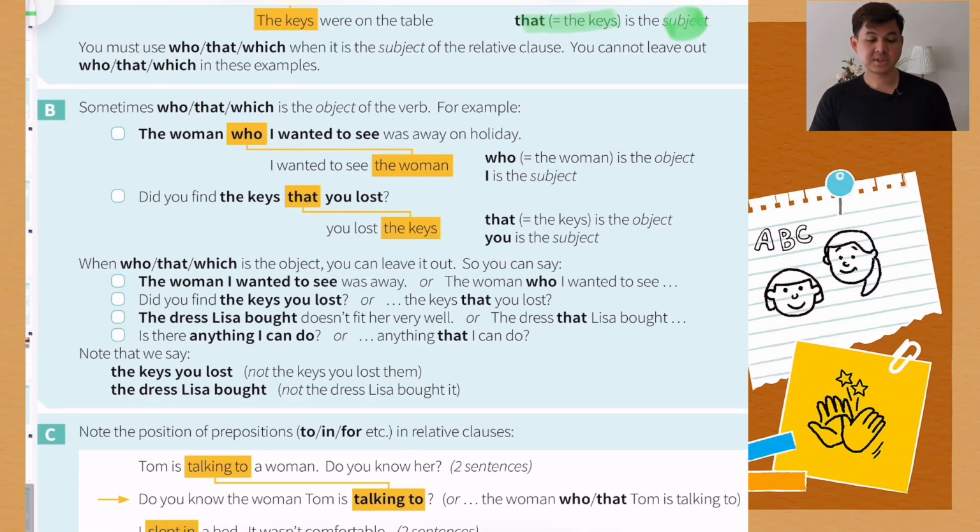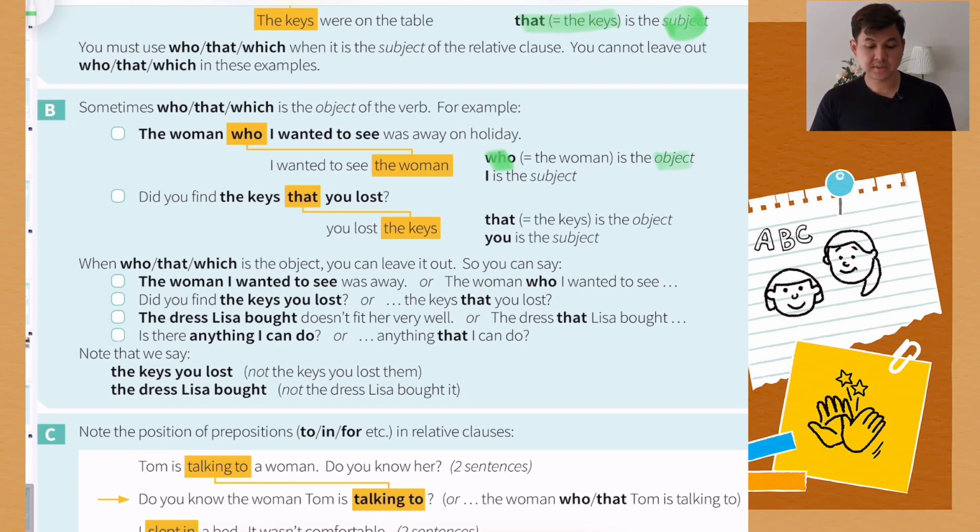But let's have a look at section B. Sometimes who, that, which is the object of the verb. For example, the woman who I wanted to see was away on holiday. I wanted to see the woman. So in this case, who is the object, because I is the subject.